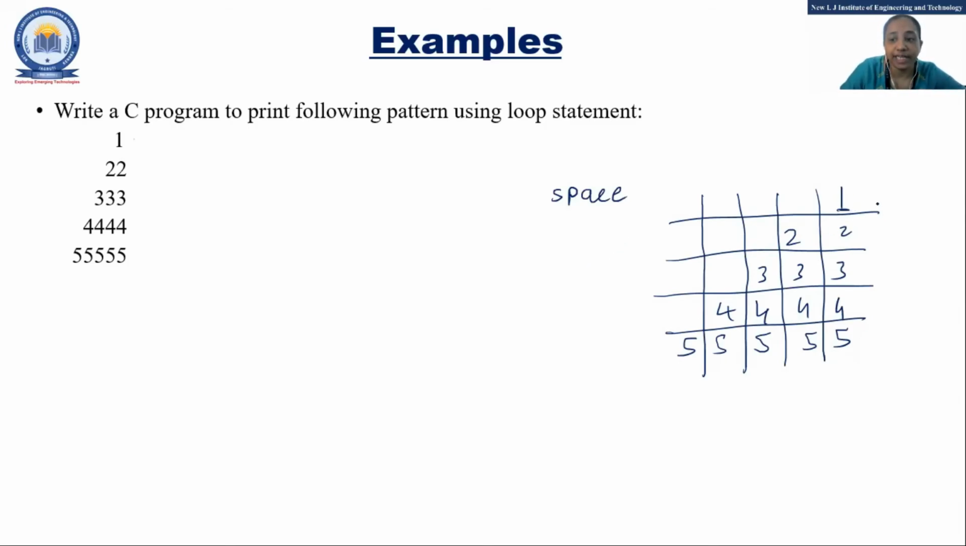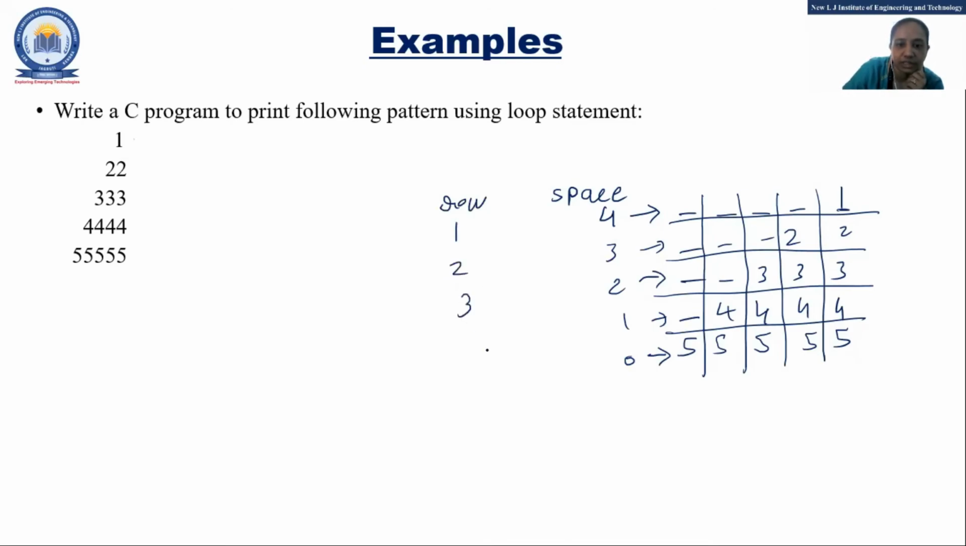This 1 is printed, but from the right side. That means I need to give some space here. I am counting the spaces because I need to make a general program. So here how many spaces? 4 spaces. Here how many? 3 spaces, right? Here 2 spaces, here 1 space, and here 0 spaces. And how many rows are there? This is the first row, second row, third row, fourth row, and fifth row.